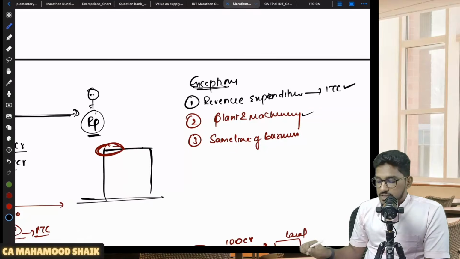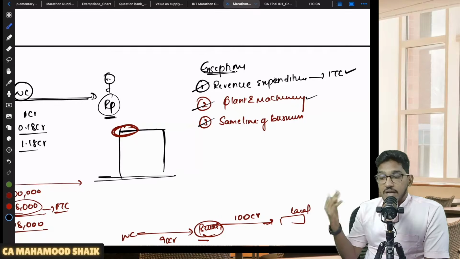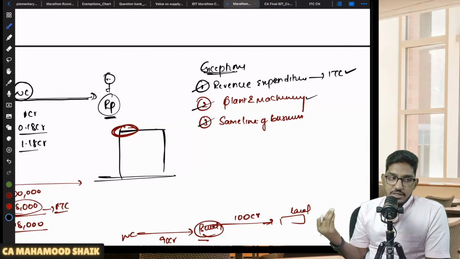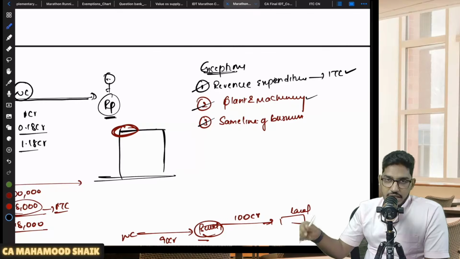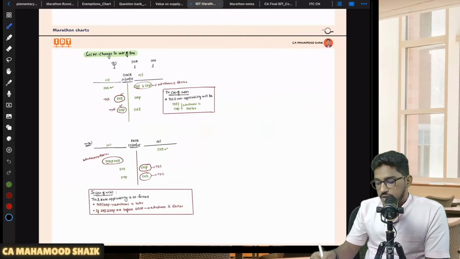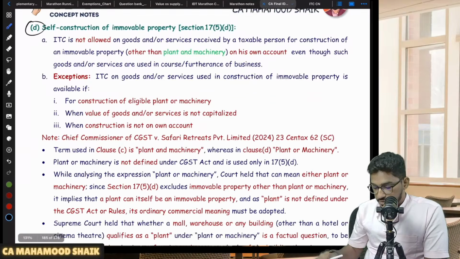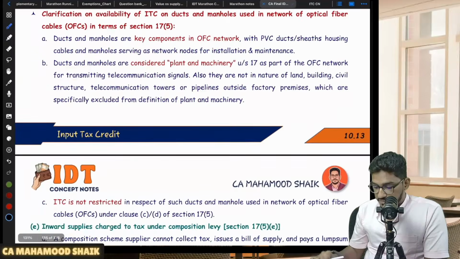Okay, so even on self-construction of immobile property you can't take ITC. However, three exceptions are there. If it qualifies as revenue expenditure, you can take ITC. If it qualifies as plant and machinery, you can take ITC. And if you are doing the construction for others, if you are not doing the construction of that immobile property on your own account, then also you can take the input tax credit. Understood? So these are the blocked credits related to immobile properties. Works contract services we have covered, self-construction of immobile property we have covered.